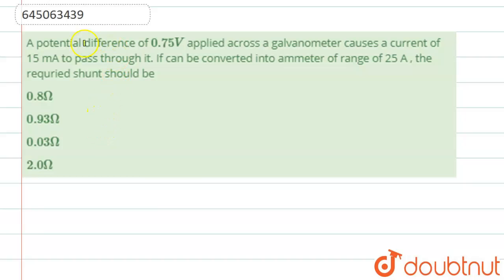Well, hello students. Now we're going to see this question. The question says that a potential difference of 0.75 volts is applied across a galvanometer which causes a current of 15 milliamps to pass through it. If it can be converted to an ammeter of range 25 ampere, then the required shunt should be, okay.